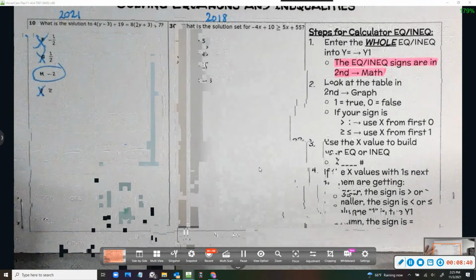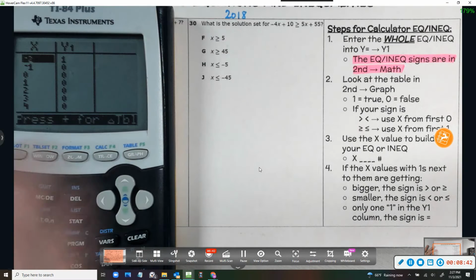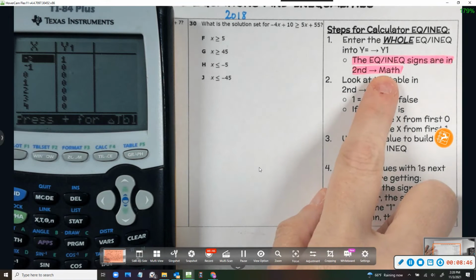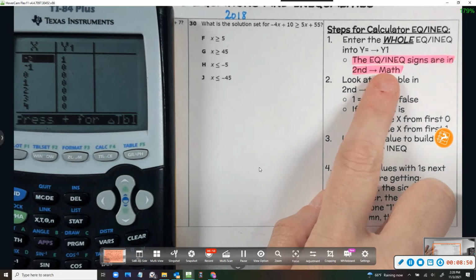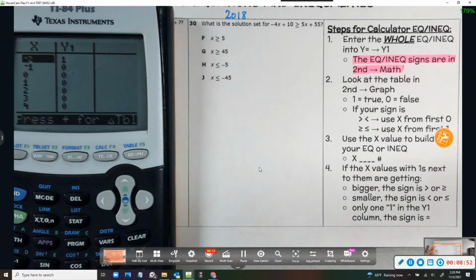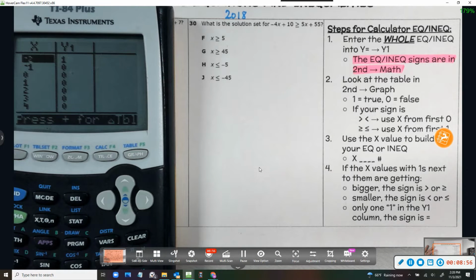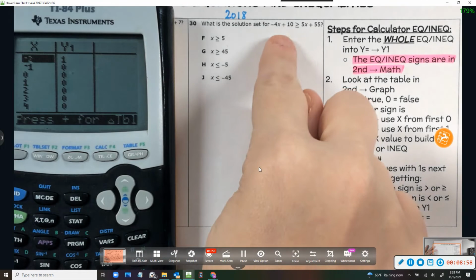So, most of you had a chance to try this one. Were there any questions about how to do it or anything that I need to clarify? Remember, to get to the equal and equality signs, they're in second math. And you're looking for ones. So a 1 is true, a 0 is false. We're looking for ones.